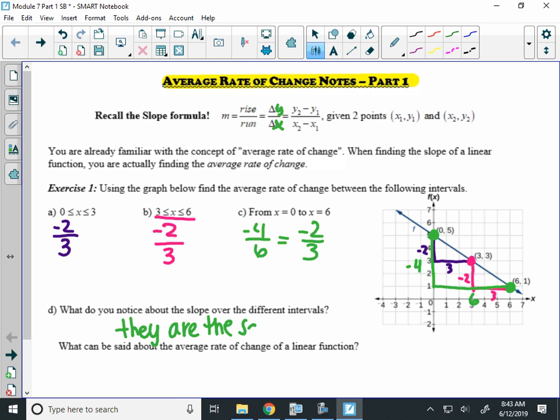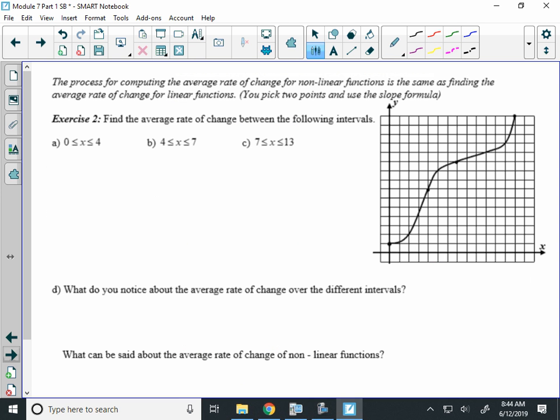Which is a good thing because we should know that the rate of change of a linear function is constant. Which means it's always the same no matter what interval you take the slope over. That's why over all 3 of those intervals, even though I used different values, I got the exact same rate of change or slope. Now, I have to find the rate of change for nonlinear functions because in real life, most things are not represented by a line. So we're going to find the rate of change between the following intervals. And I'm going to show you how to do this in 2 different ways.